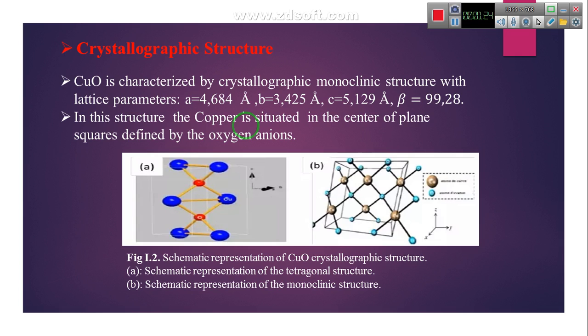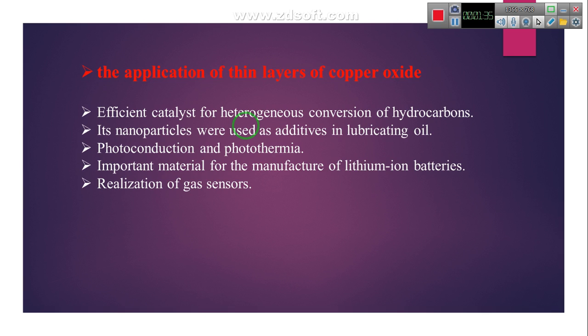Crystallographic structure. CuO is characterized by a monoclinic crystal structure, with its lattice parameters. The application of thin layers of copper oxide. Here we will cite various applications of CuO. First, it is an important nanoparticle for the formation of additives for lubricating oil. Also catalysis for hydrocarbons, photoconduction, and the manufacture of lithium-ion batteries.